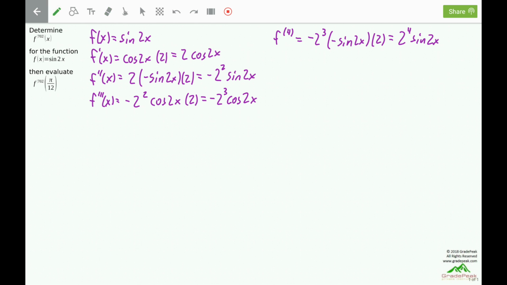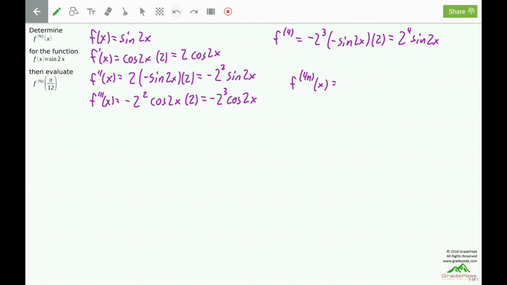It has returned to a sine function, but it does have a 2 to the 4th in front of it. We want to try to discern a pattern here, and the pattern happens every fourth derivative. Well, here's the thing. The first derivative has 2 to the first power. The second derivative has 2 to the second power. The third derivative, 2 to the third power. The power matches the order of the derivative that we're taking. The fourth derivative has 2 to the 4 power.